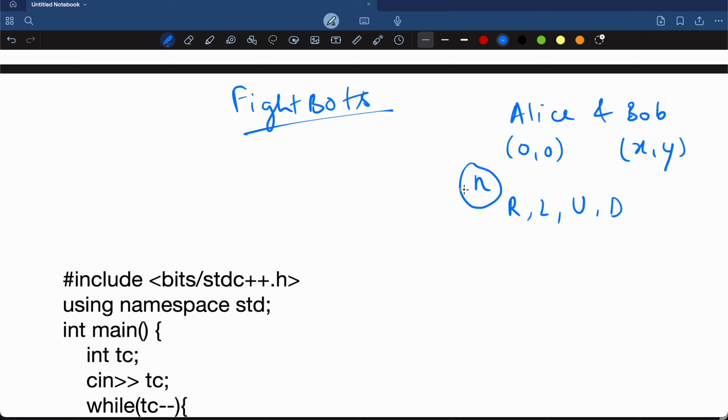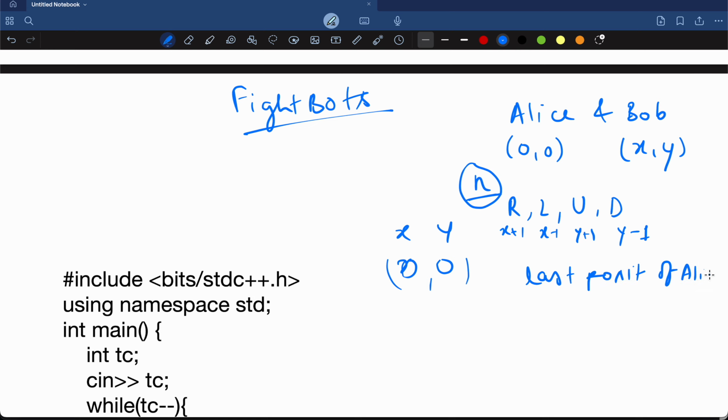Now the approach I have used is like this. I first calculate where Alice reaches after n moves, using the string given to us containing these letters. The starting point is 0, 0. If I find right, I increase x by 1. In left I decrease x by 1, in up I increase y by 1, and in down I decrease y by 1. In this way I calculate the last position of Alice.